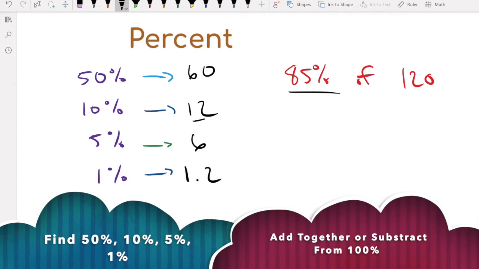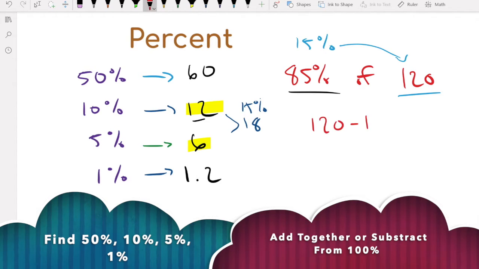Now 85, you could do 50% plus 10% plus 10% plus 10% plus 5%. That's actually more work. I notice that this is 15% away from 100, and 100% is obviously 120, that's the number itself. So what I'm going to do is actually subtract 15% from 120. So 15% is going to be 12 plus 6, which is 18. So then you do 120 minus 18 equals 102. Let's look at some examples, and this should make sense in a minute.